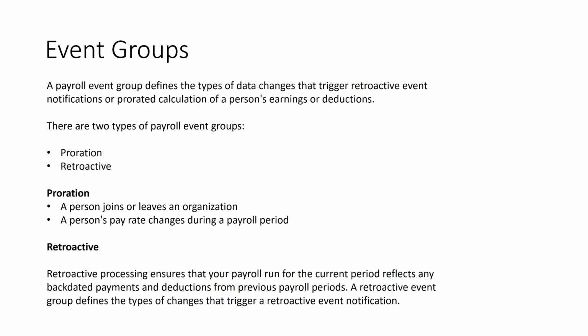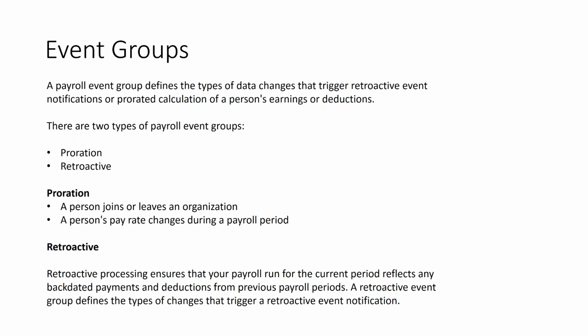The next important setup for payroll is the event group. We need to understand the concept of the event group. Now, if you remember, we spoke about proration and the retro process while discussing the payroll yesterday. Proration and retroactive, these two are the event groups and both of them work on the trigger of data changes. So let us consider the event group called proration.